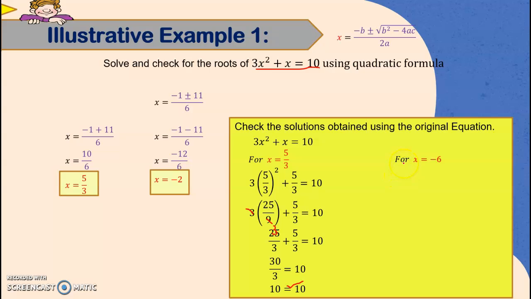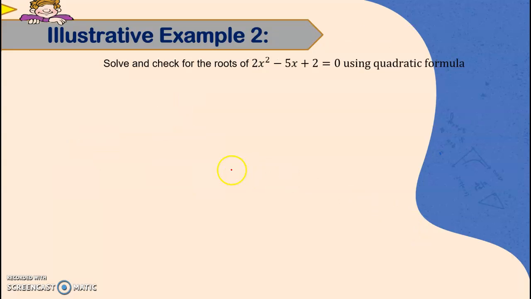Moving on, for x equal to -6, 3 times (-2) squared minus 2 equal to 10. If you square this one, this becomes 4. Then 3 times 4, that's 12, minus 2, that's 10, equal to 10. Let's proceed to the next example.